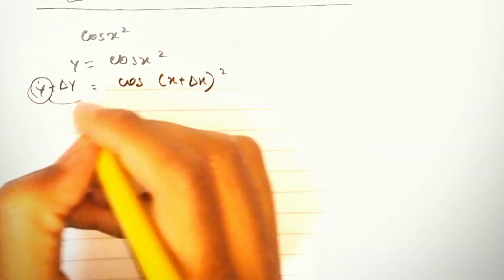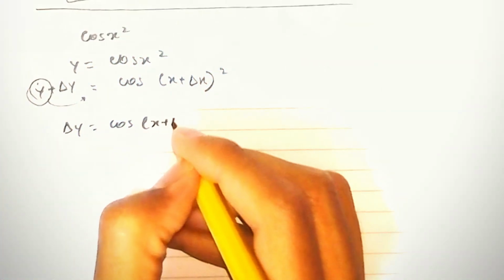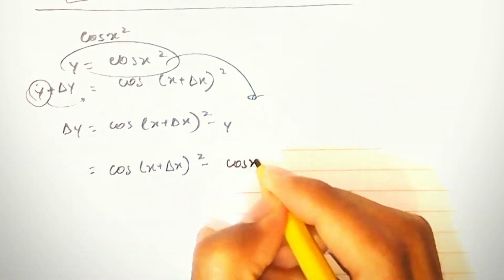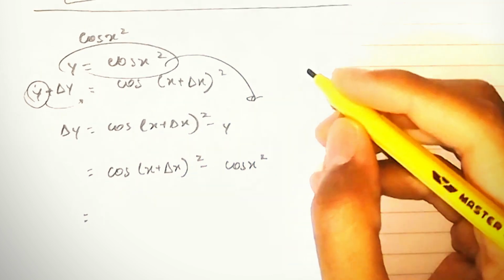I can move this y towards the opposite side of the equation. So we will have cos (x plus delta x) whole squared minus y. Now I can put the value of y from the very first term which was given in this question. I can use the identity of cos p minus cos q.